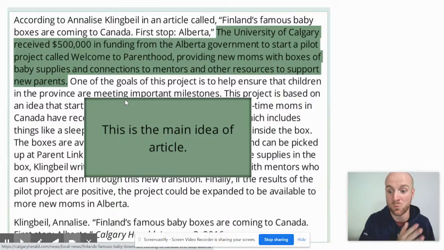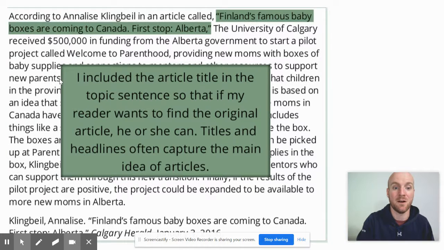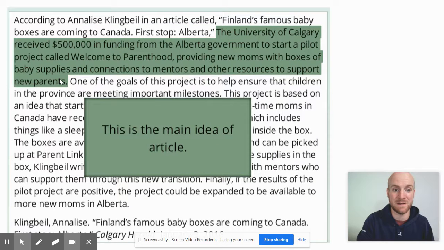So in the article you would have read, the main thing is the University of Calgary received $500,000 in funding from the Alberta government to start a pilot project called Welcome to Parenthood, providing new moms with boxes of baby supplies and connections to mentors and other resources to support new parents. That's the main idea. That's what the whole article is about. Yes, it gives some specific details, but that's what it's about. So again, that is our introduction: author's name, article title, main idea.